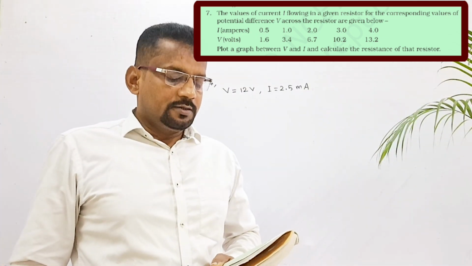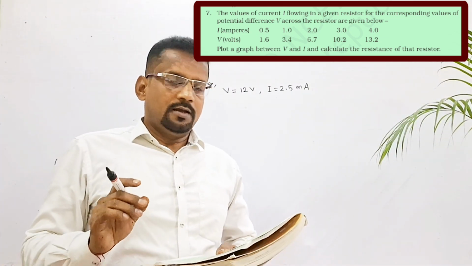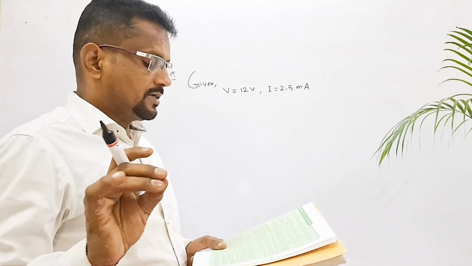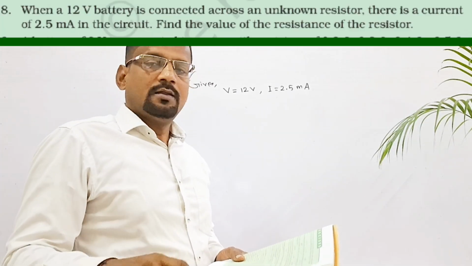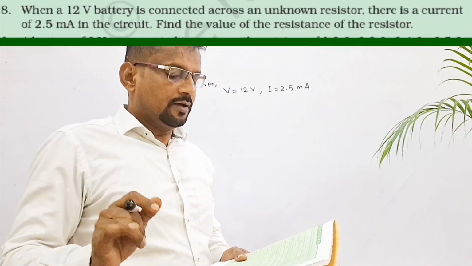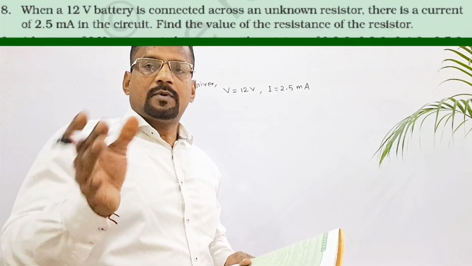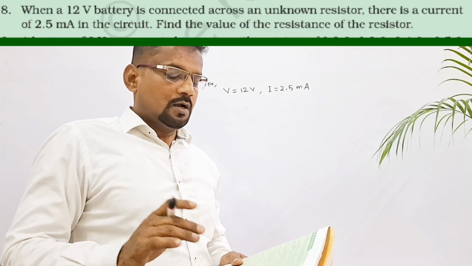Next, question number 8. The question is, when a 12-volt battery is connected across an unknown resistor, there is a current of 2.5 milliampere.